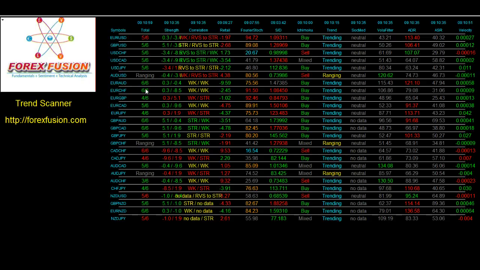Euro Aussie still a buy, but well beyond its daily range. I'm not going to look at that because we have the RBA coming up tonight. Euro Swiss. Definitely a hard trend to the upside.